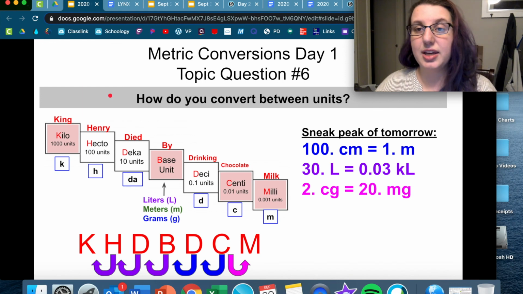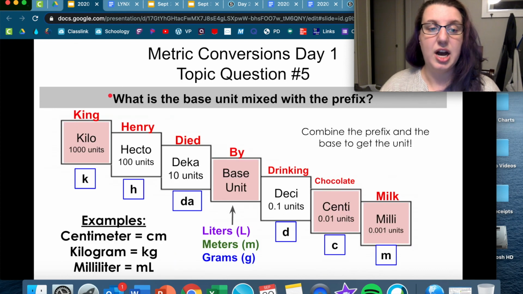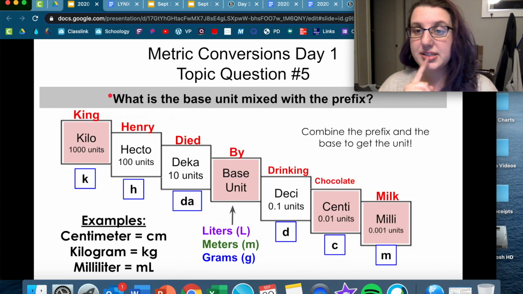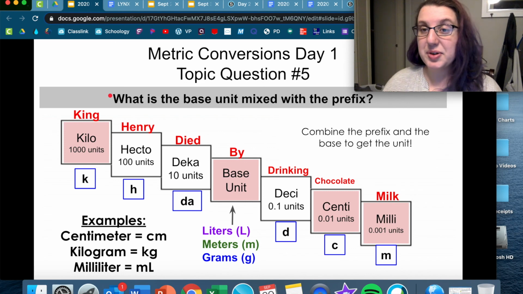So that is a quick preview of tomorrow, but today we are just focusing on getting our prefixes. So have fun focusing on prefixes.